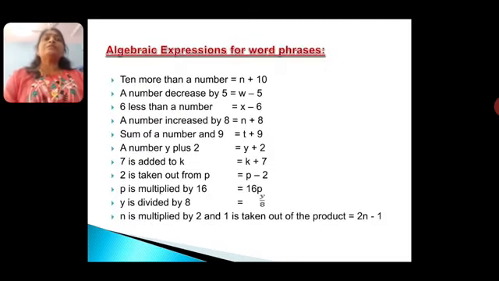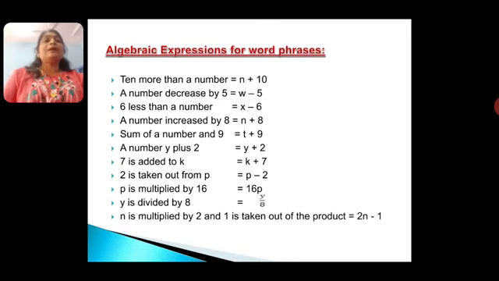Now we form some algebraic expressions for word phrases. Here some statements are given and we form algebraic expressions for the given statements. For example, 10 more than a number, where the number is not given. If we assume n for the number, then the statement 10 more than a number is equal to n plus 10.